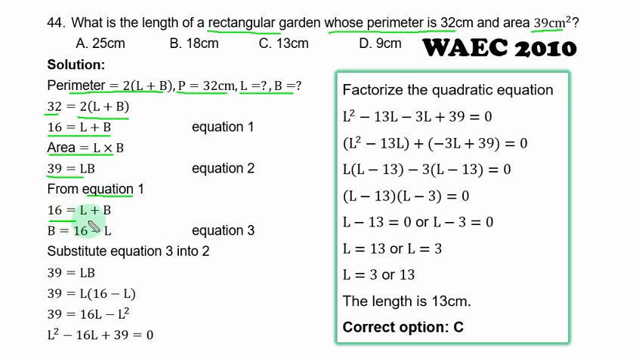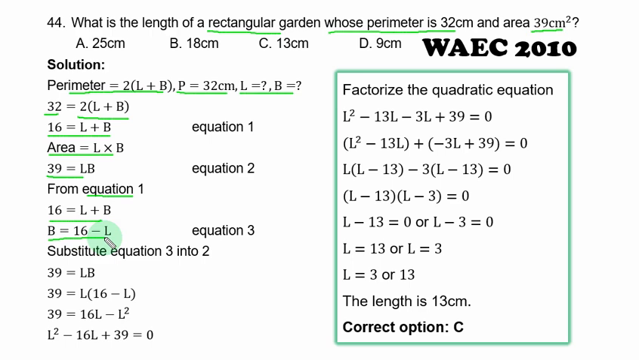You have it in this form. You make any of the variable the subject. We are to get the length, so we have to make the breadth the subject. You have it in this form, that is equation 3. Equation 1 produced equation 3.